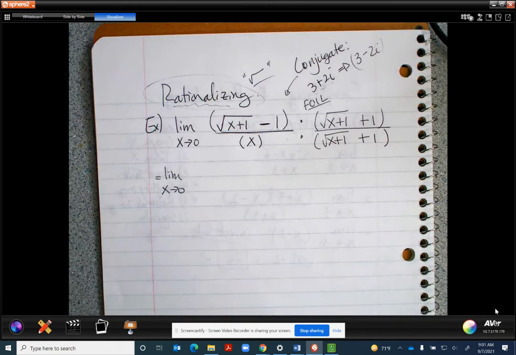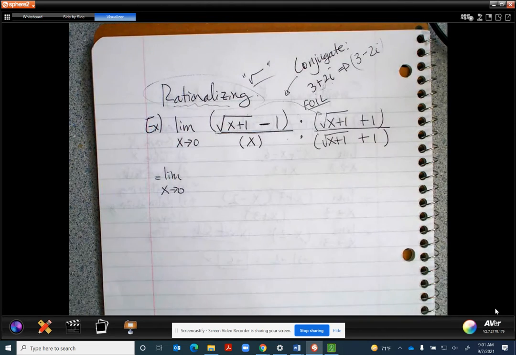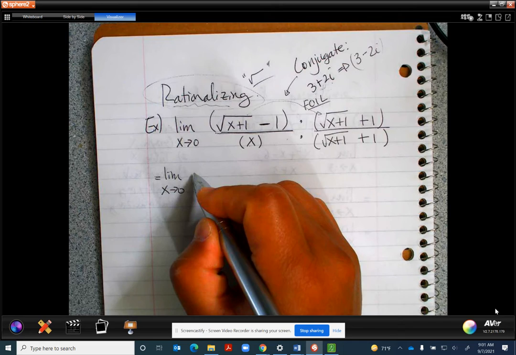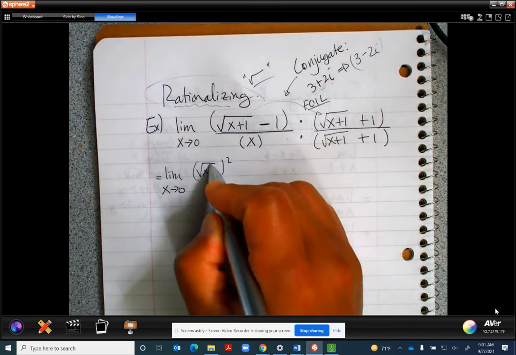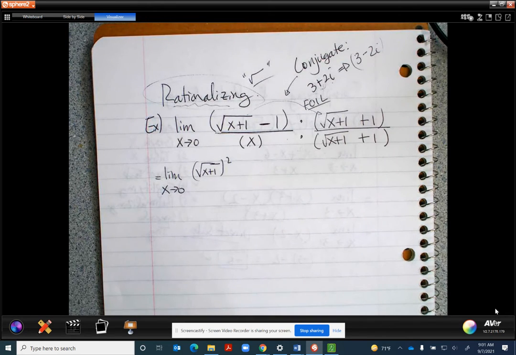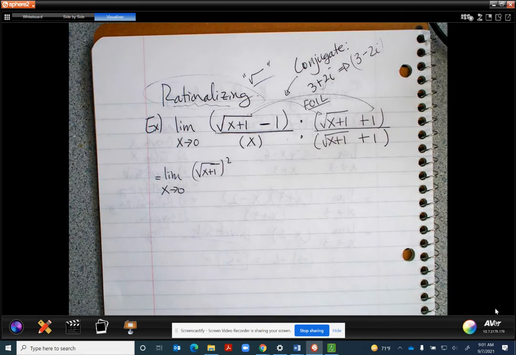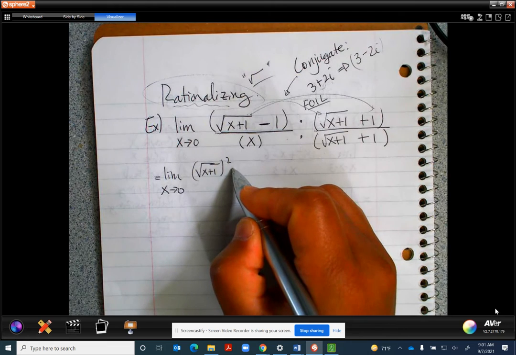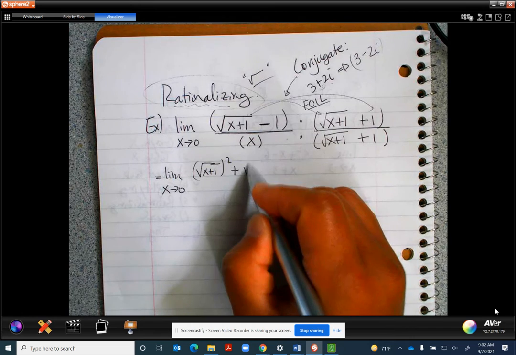So help me out with this. All right, so we're going to FOIL. Remember how to FOIL? So what is square root of x plus 1 times square root of x plus 1? Isn't it square root of x plus 1, squared? Like that? All right, do you guys follow? Yes? Okay. Next we need to multiply the outer. What is square root of x plus 1 times 1? Isn't it just 1 times that? So this is just square root of x plus 1.